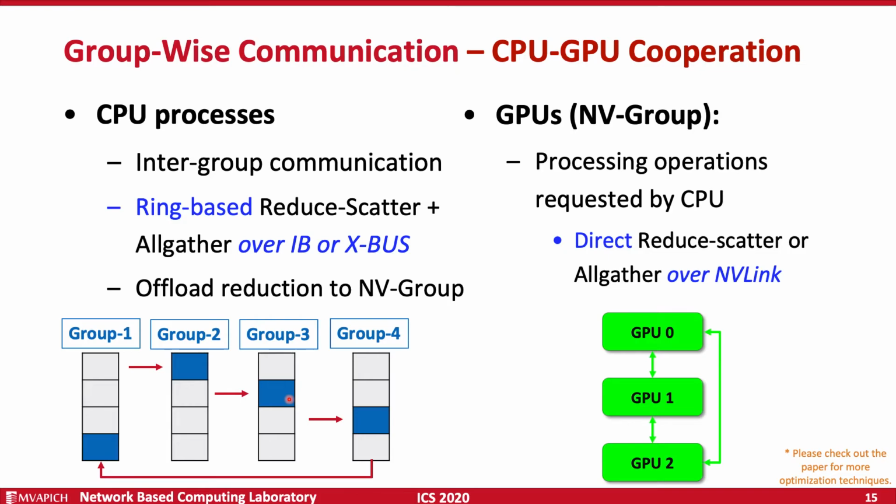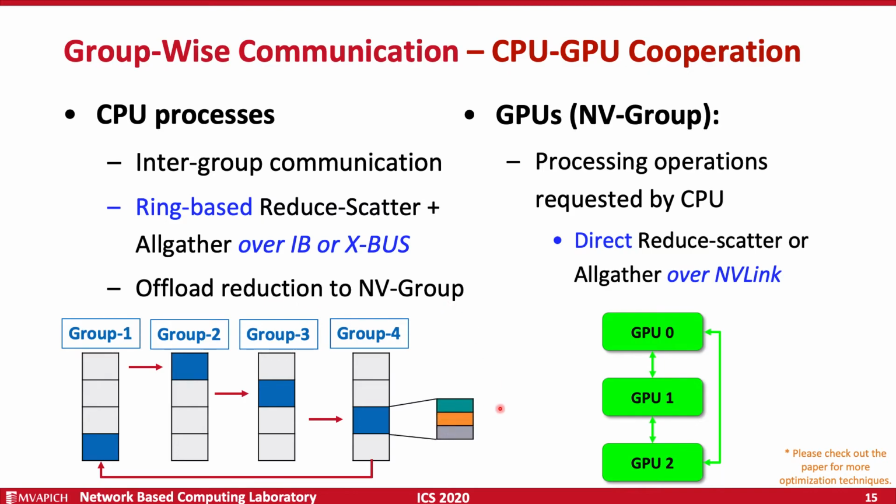Finally, we need to do the group-wise communication. It's inter-group communication, and will use ring-based reduce-scatter plus all-gather. It will be over IB or XBus, depending on how the interconnect between the groups is set up. The example here is a reduce-scatter algorithm, and once you have received some data from another group, you will offload the reduction to an NVGroup, like we just mentioned earlier.